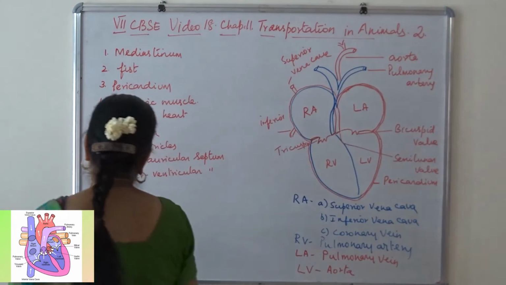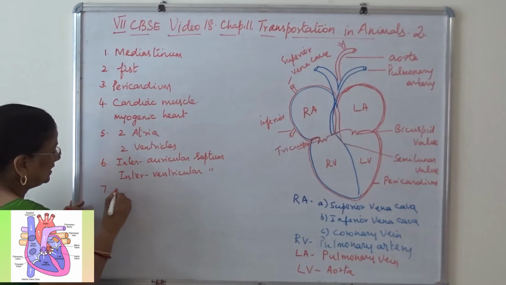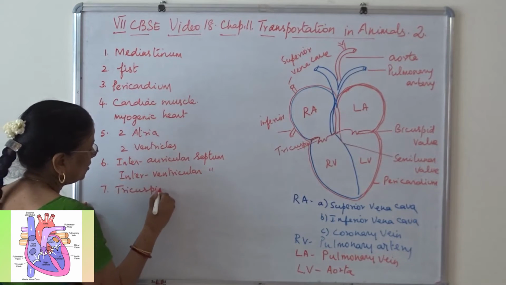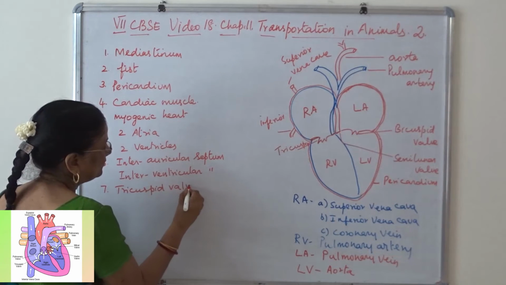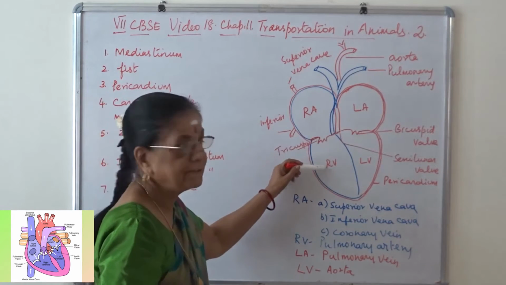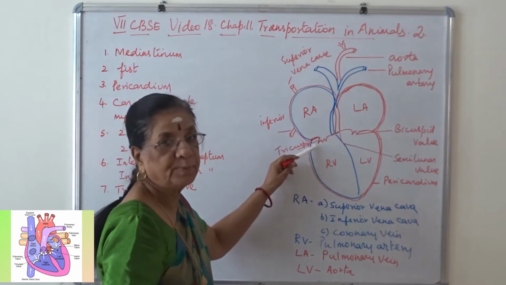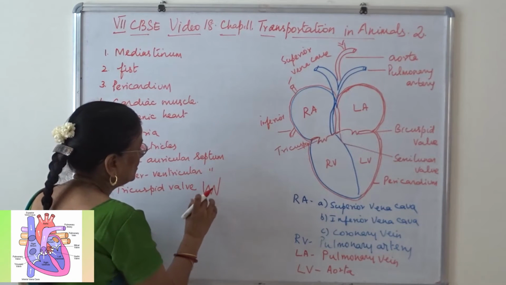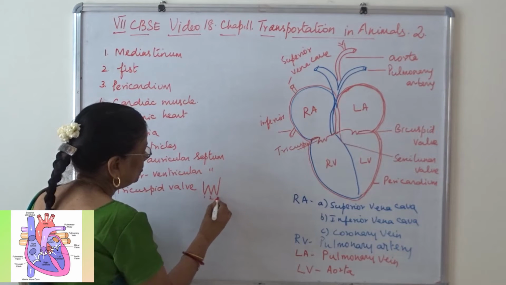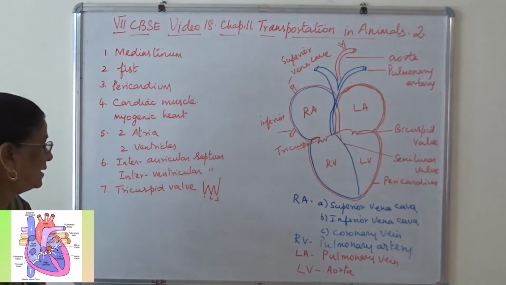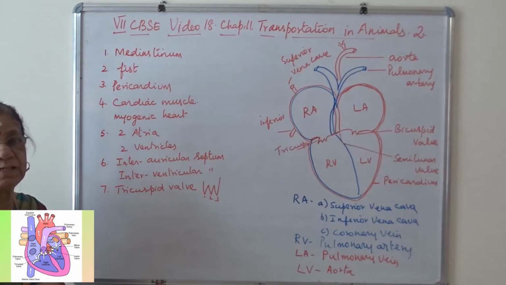Then at the same time, the right atrium opens into the right ventricle by the tricuspid valve. Cuspid means there are three cusps, 1, 2, 3. So the right atrium opens into the right ventricle by the tricuspid valve.